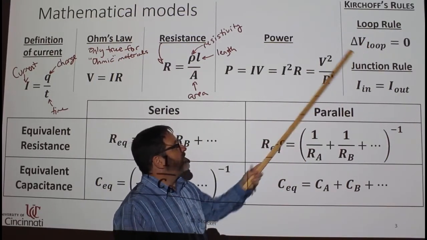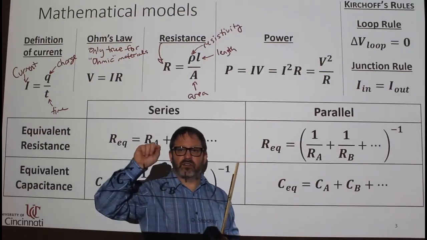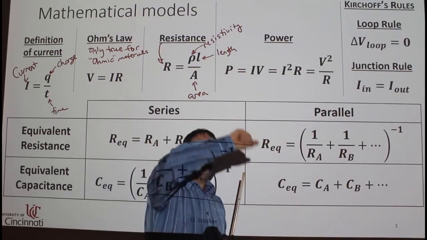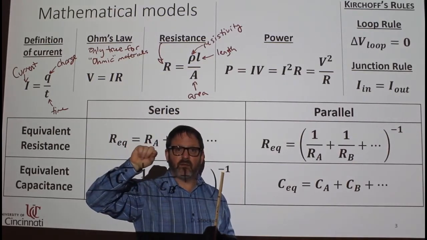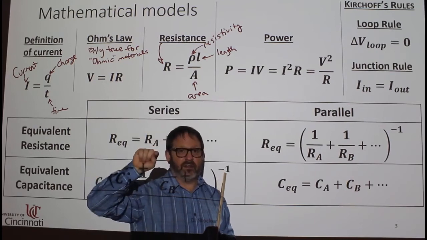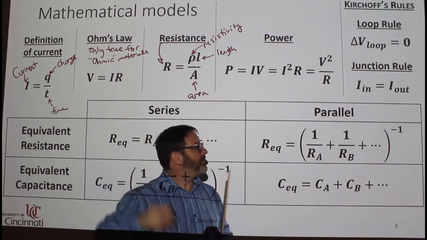Kirchhoff's rules. The loop rule says if you start at a certain point in a circuit and make a complete loop and come back to that same point, you'll find that the change in voltage from your starting point to your ending point is zero.